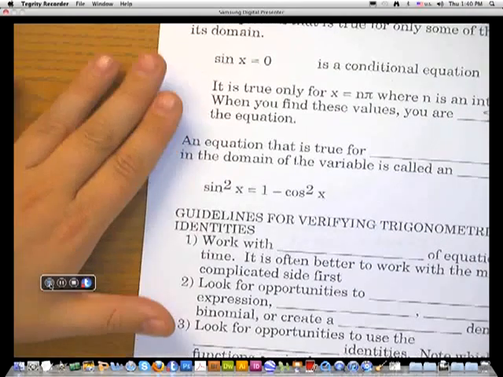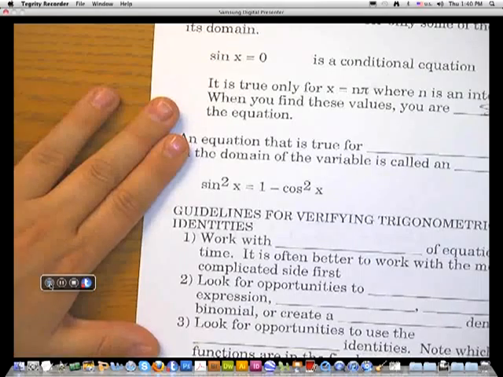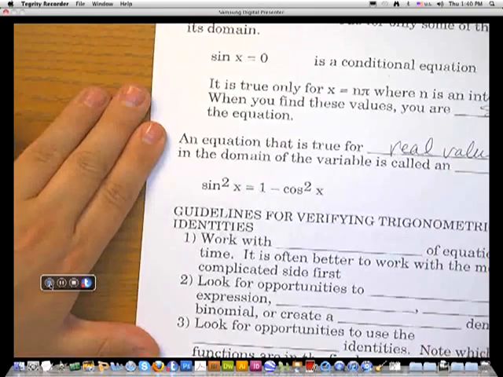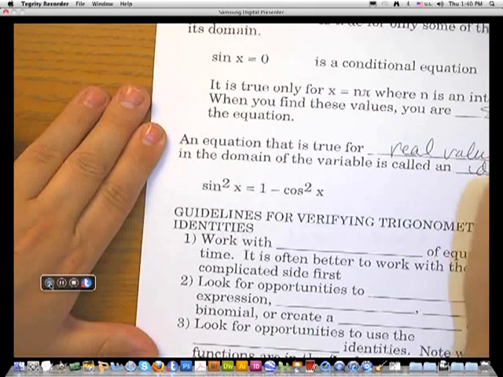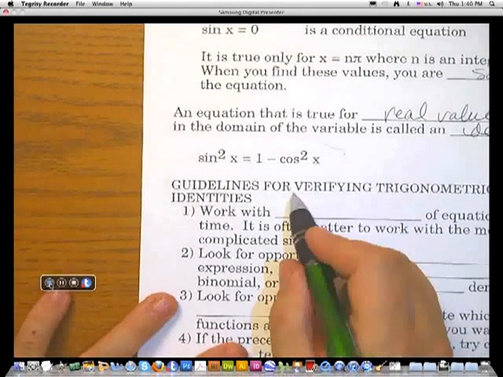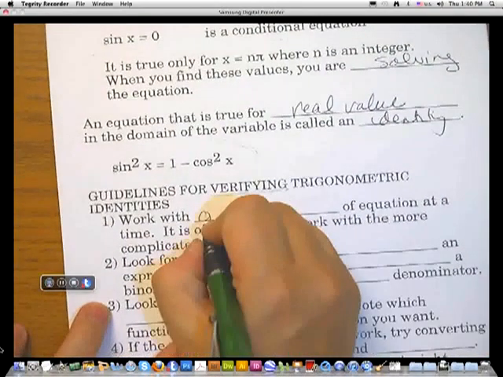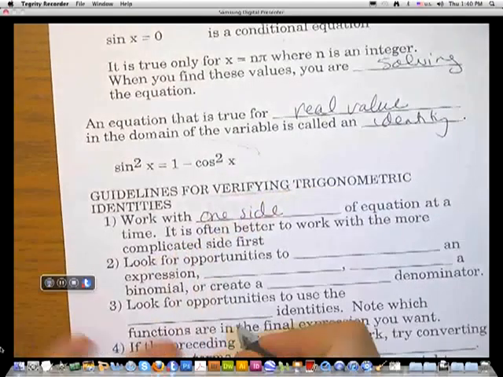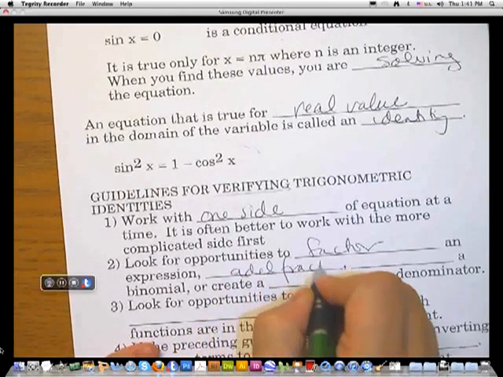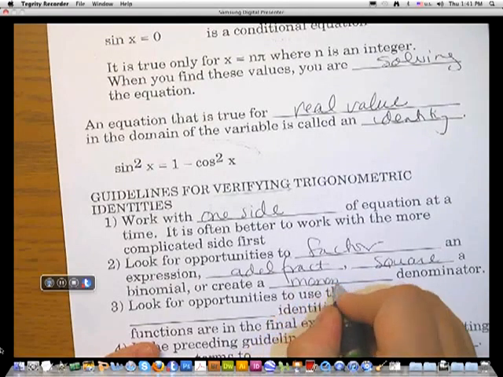When we're looking for solving the equation, an equation that is true for a real value in the domain is called an identity, and that's one of our Pythagorean identities that we have. So in order to verify is proving, you only work with one side. We look for opportunities to factor, to add fractions, to square, and somehow create a monomial.